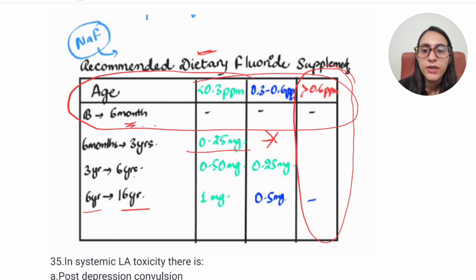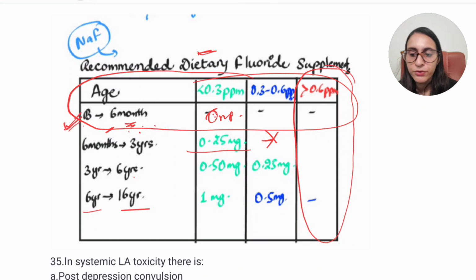Because for a 6-month-old baby living in an area where fluoride is less than 0.3 ppm, the minimum fluoride requirement is 0 mg, and infants under 6 months of age do not typically require fluoride supplement, as they are relying on breast milk or formula nutrition, so they do not need it.